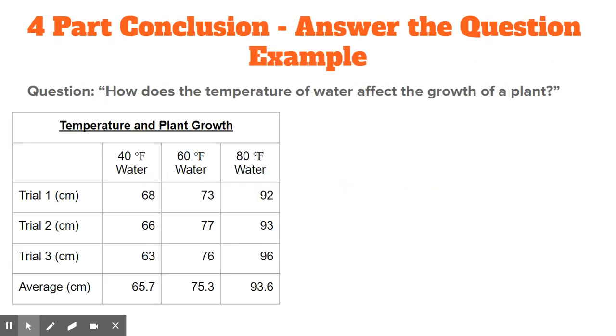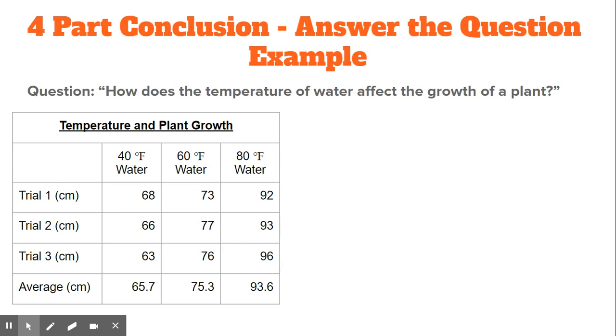Let's take a look at this data table based off of an experiment trying to understand how does the temperature of water affect the growth of a plant. They took the same type of a plant, put it in the same type of soil, same amount of soil, same size of pot. The only thing that they changed was they watered some of the plants with 40-degree water, some of the plants with 60-degree water, and some of the plants with 80-degree water. They did multiple trials with each water temperature and recorded their results.